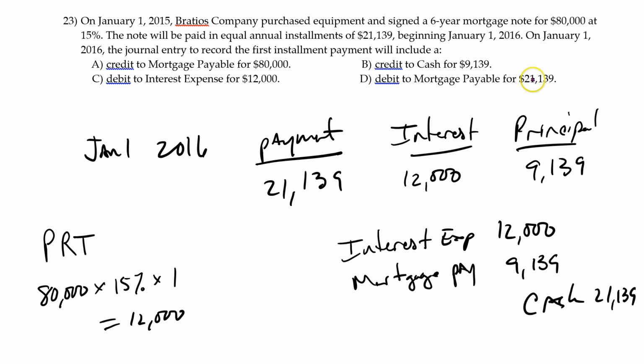All right, so taking a look up here, no, D is no, C is right. Debit interest expense, 12,000.